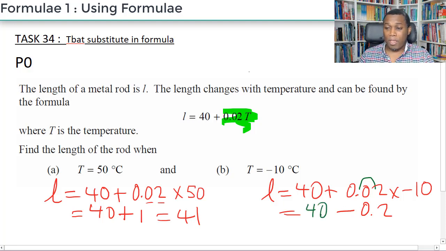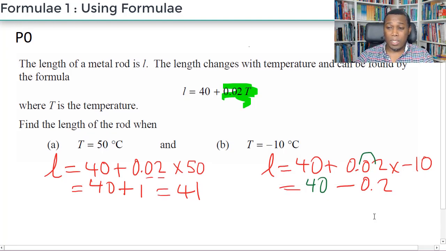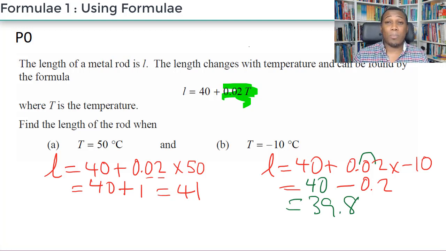So what do we have? We have 40 take away 0.08, and that will leave you with 39. I need to go up to 40, so what am I missing from 1 from the last one? I'm missing, what do I add 0.2 to get 1? 0.8, so I'm missing 0.8. So 39.8 will be the solution.